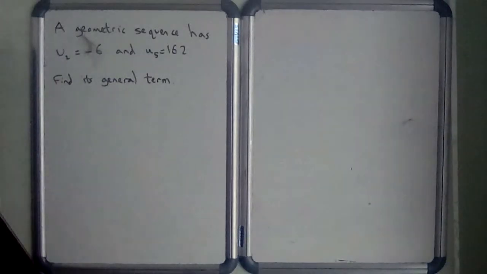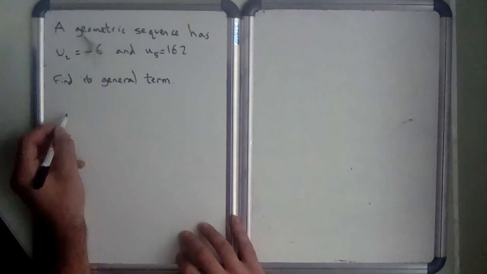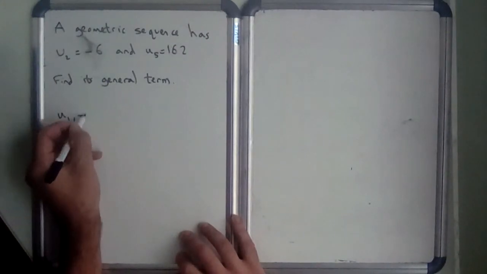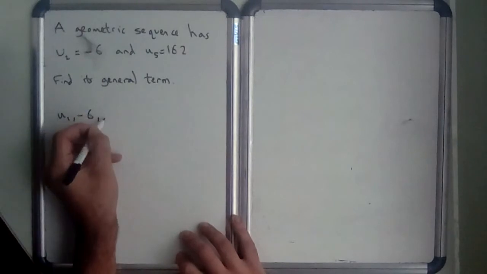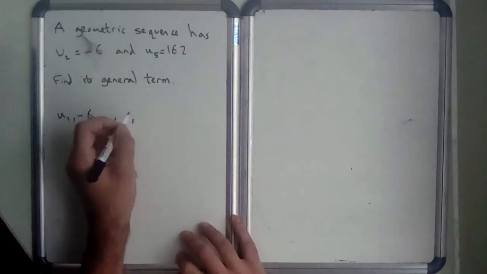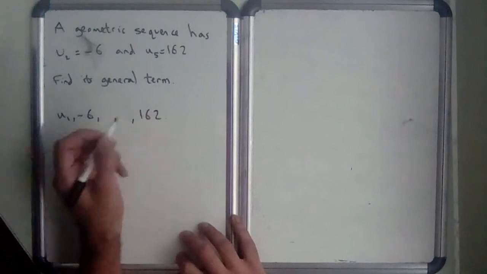A geometric sequence has u2 equals minus 6 and u5 equals 162. Find its general term. So I would say the easiest way to do this is, say you have a u1, and then you've got your u2 is minus 6, and then you've got u3 that you don't know, u4 that you don't know, and u5 is 162.